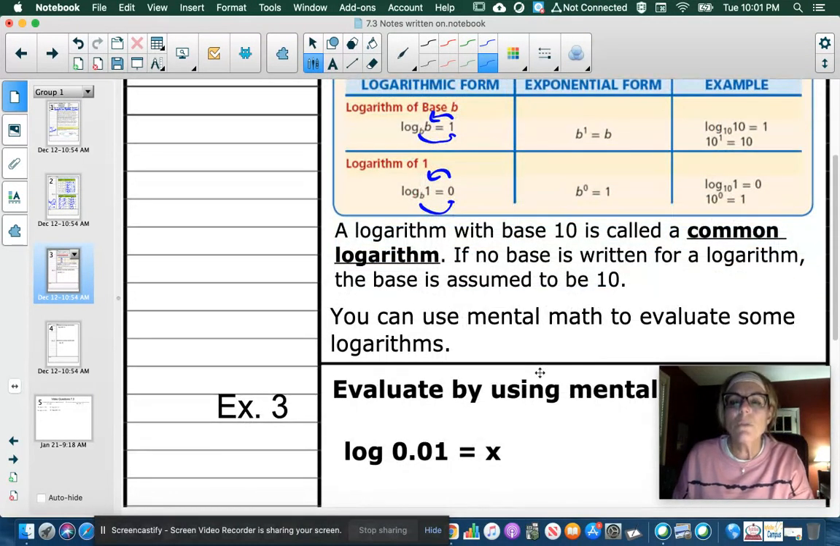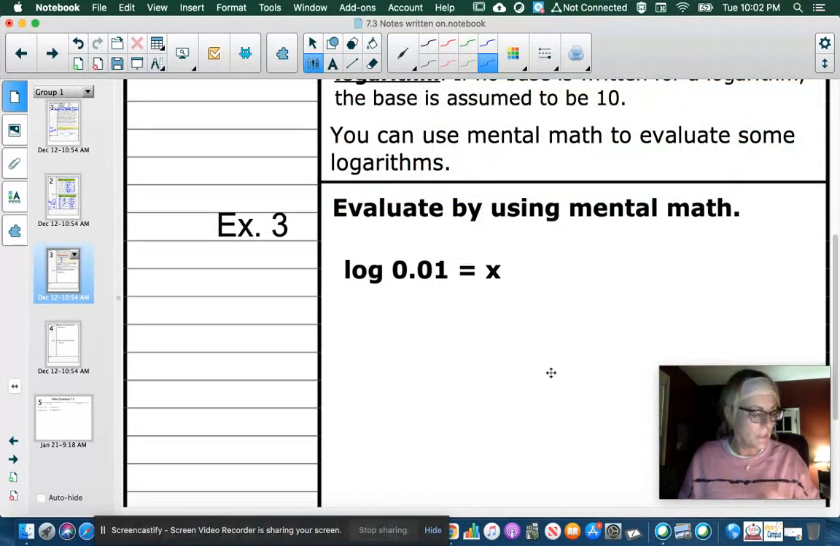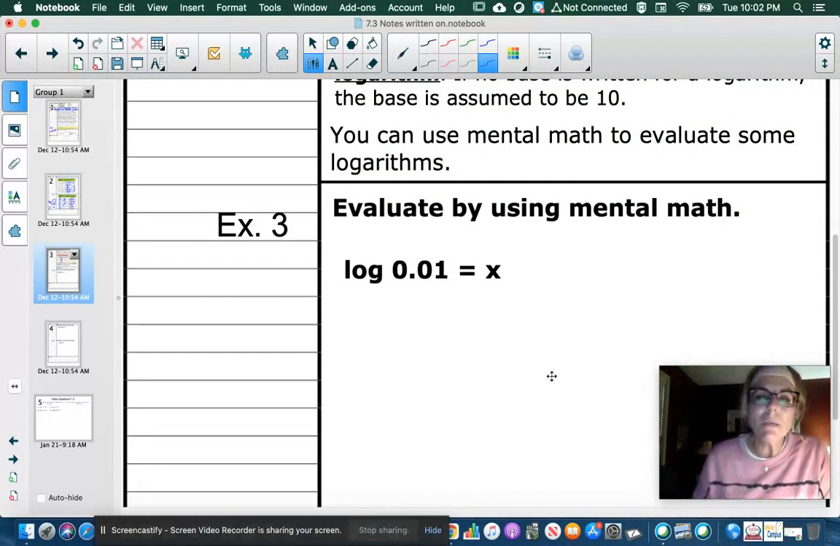A logarithm with base 10 is called a common logarithm. If no base is written for a logarithm, the base is assumed to be 10. You can use mental math to evaluate some logarithms. Example 3. Evaluate by using mental math.